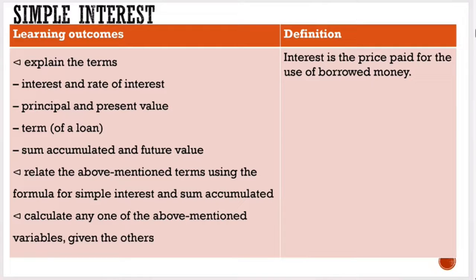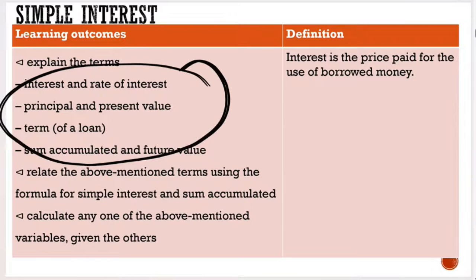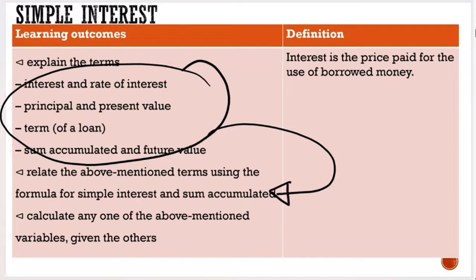especially if ever the term is changing. Maybe you invest at first for 10 years, but somewhere down the line you change the interest rate. So that is very important, that you understand what we mean by the term of the loan, and then the sum accumulated and the future value. We need to be able to take all of these aspects and calculate them. We are going to be applying them here and calculating them.